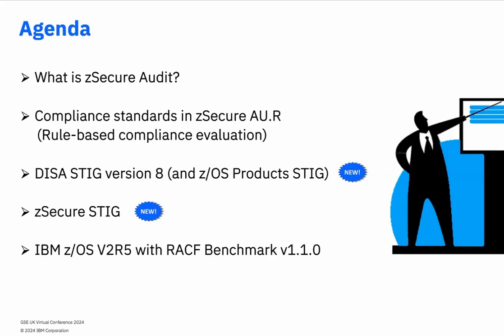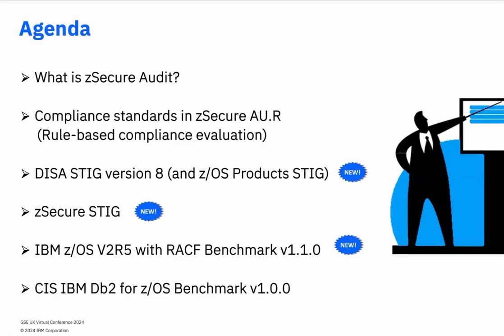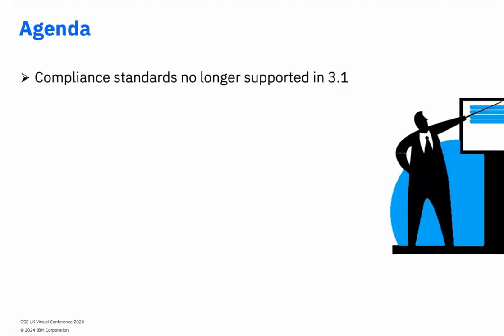Okay, then we also have another CIS standard, which is the DB2 CIS benchmark, where we have started our implementation journey now in 3.1.0, and we are continuing in the future. Then I'll briefly mention the standards that are no longer supported in 3.1.0 for those that are already using the zSecure compliance menu, so that you know what has dropped.